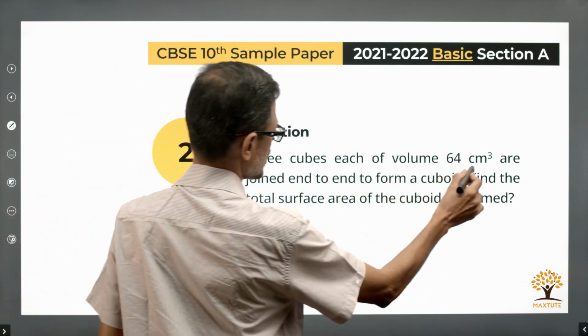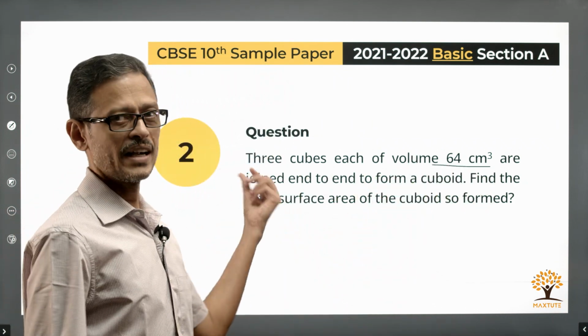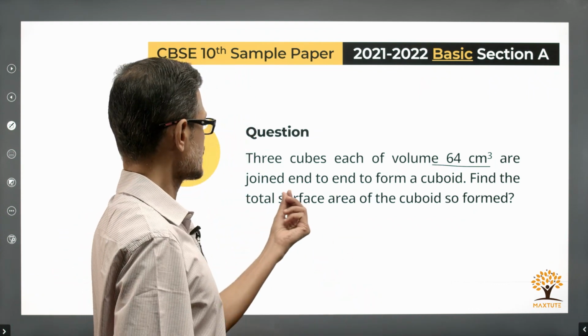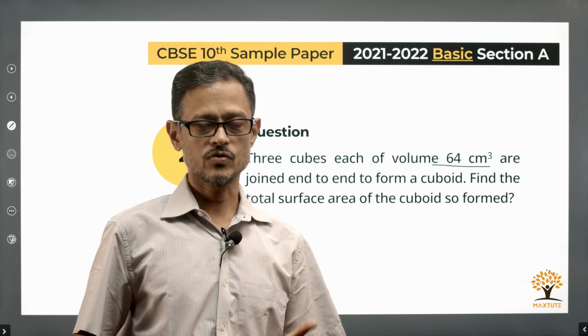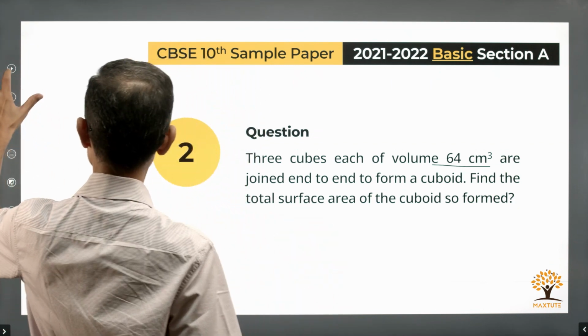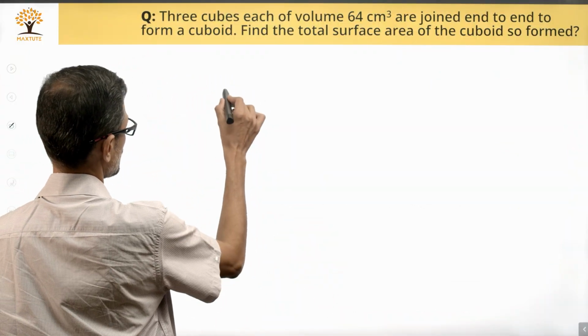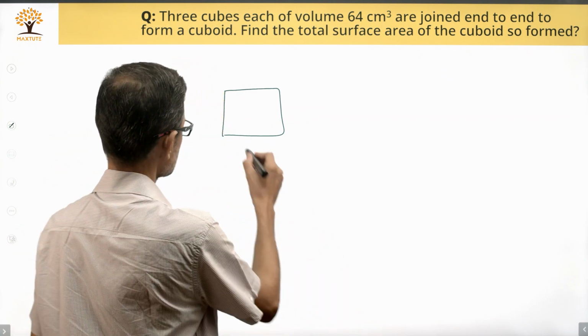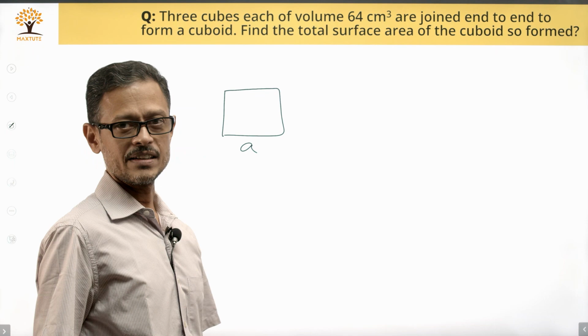Three cubes, each of volume 64 cm³, are joined end to end to form a cuboid. What we need to determine is the total surface area of the cuboid thus formed. We'll start with one of the cubes. Let's look at the top view or the front view of a cube. Let the side of the cube be equal to A centimeters.